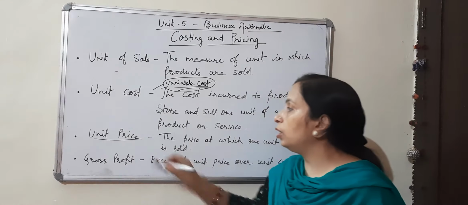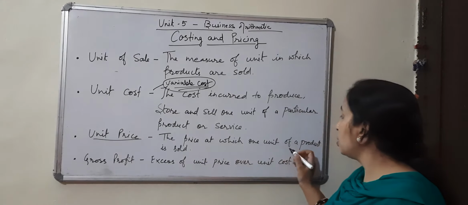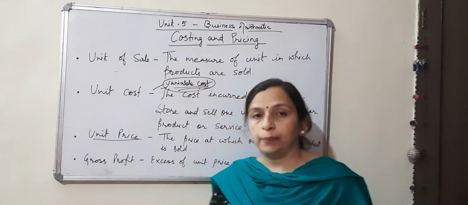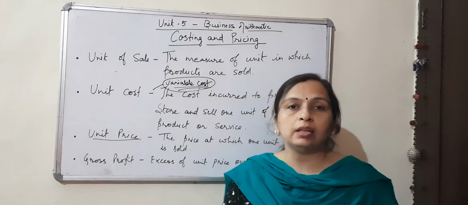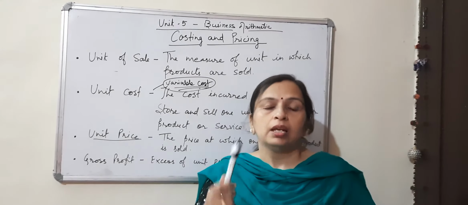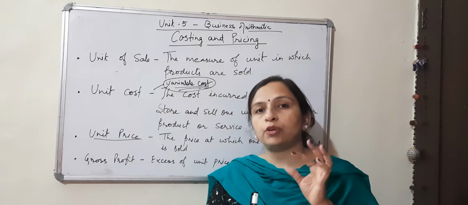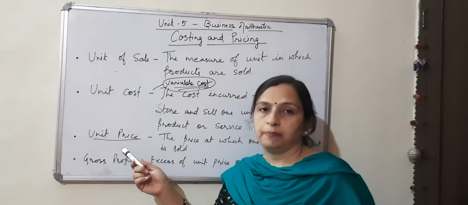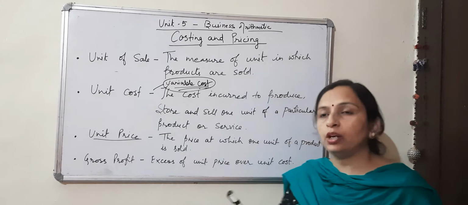Then comes unit price. Now this is the price at which 1 unit of a product is sold. Whatever MRP you are seeing, that is the unit price. Suppose the price of this particular pen is 20 rupees. That means this marker is available for 20 rupees. That is the unit price. Per unit you are paying 20 rupees.